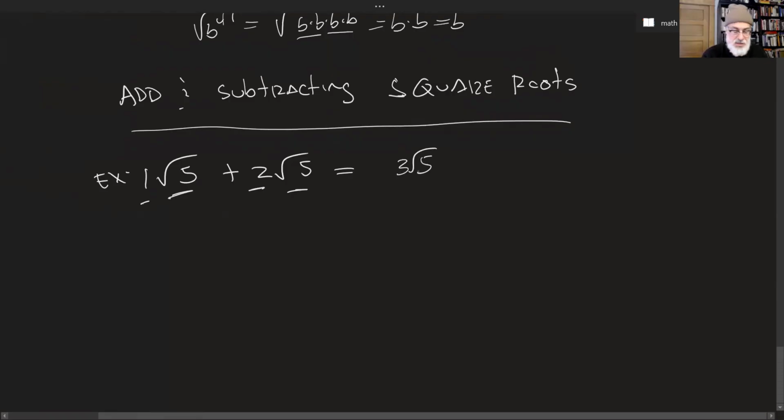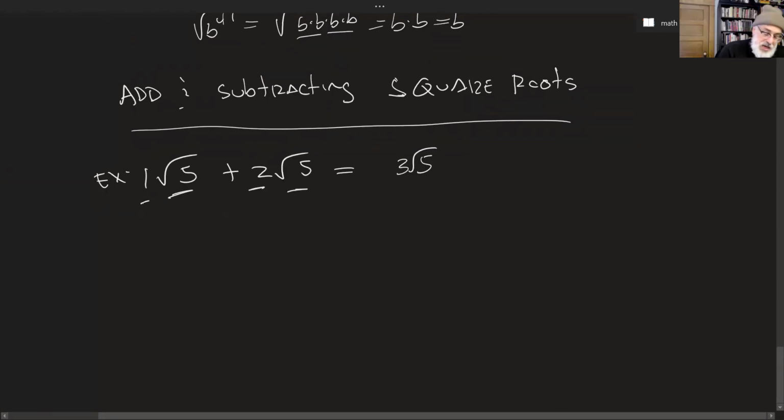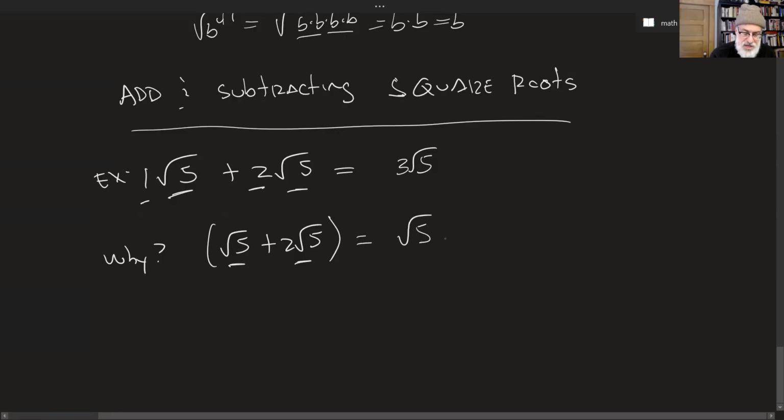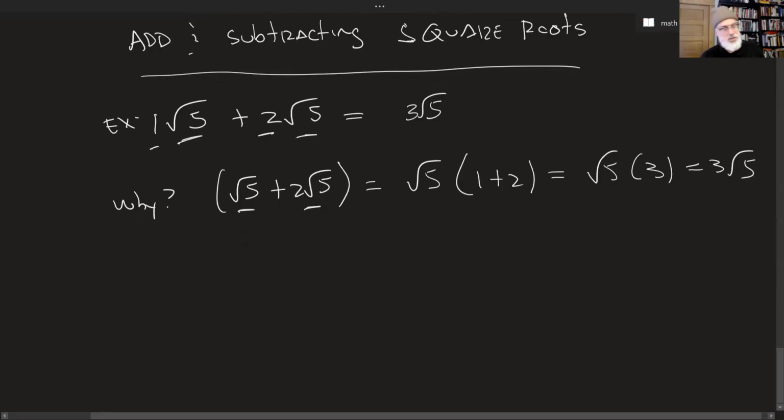It might not be that obvious why it's happening. I don't want to get too far ahead of the course, but I could factor out these terms. They're like terms. So I can take out the square root of 5, and I'm left with a 1 here and a 2 here. And I get square root of 5 times 3, which is 3 square root of 5. So it's undistributing the square root of 5, so to speak. Factoring is undoing distribution.